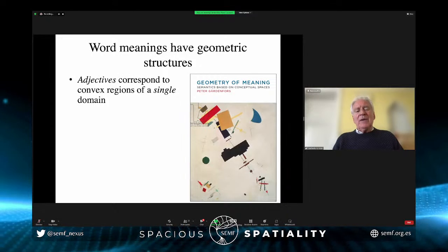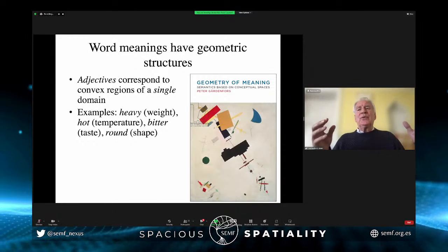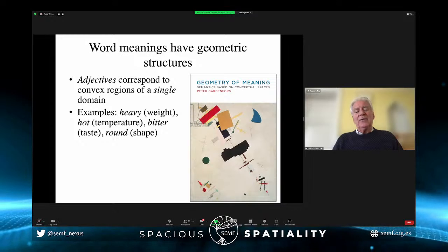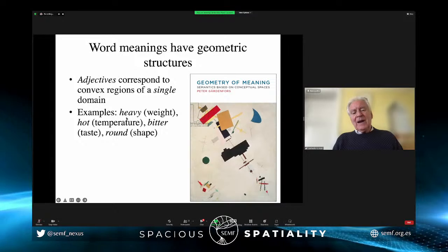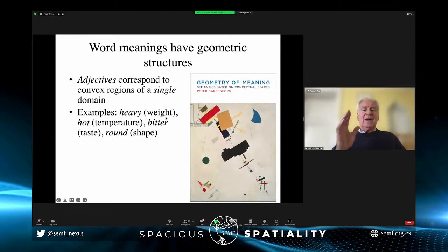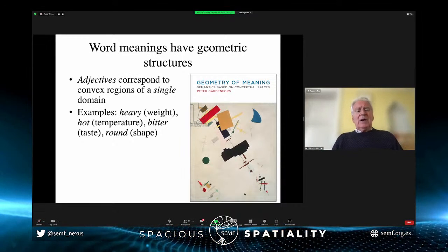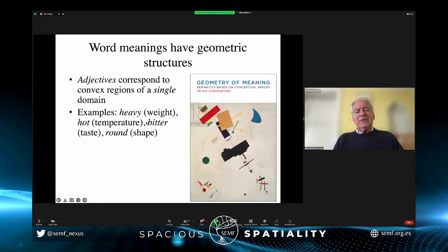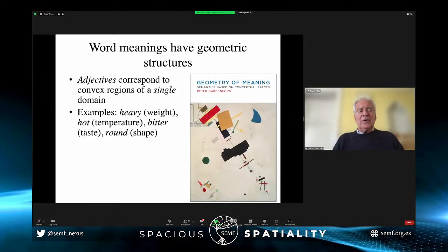Well, I already gave you the example of color words. They all refer to the color domain, and they all refer to convex regions of the color domain. But there are lots of other adjectives. We can take heavy and light, which refer to the weight domain, and they divide the weight domain. Heavy is one end of the weight domain, light is the other. You have hot and cold, that refers to the temperature domain. You have bitter, that refers to the taste domain. The taste has a four or five dimensional space.